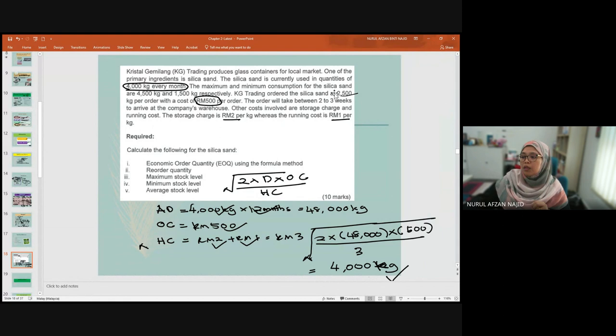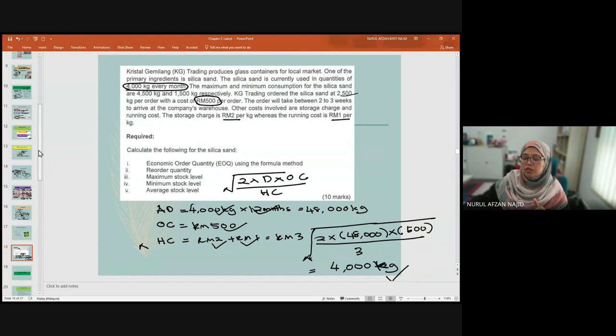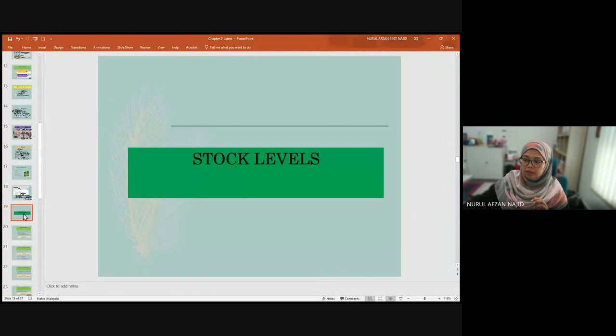Kita pergi sikit untuk stock level supaya nanti masa fizikal kita just focus on SLC sahaja. Sebab ni yang stock level ni, so we have done on the formula method. Kita pergi kepada stock level, supaya nanti untuk tutorial, kalau masa cuti raya tu, sebelum raya you bolehlah buat exercise on the EOQ and also the stock level. Then after raya kita just focus on SLC. Lepas tu baru kita boleh focus on the test one.